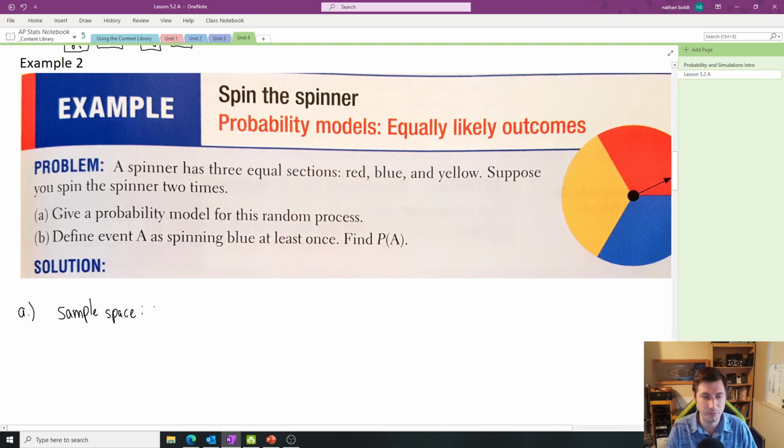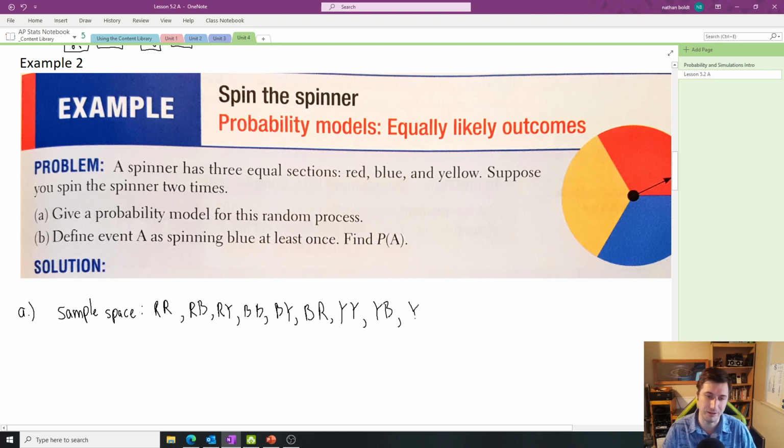So I'm going to do all the reds first. I could get red, red. I could go red, blue. I could go red, yellow. Now I'm going to do all the blues. I could go blue, blue. I could go blue, yellow. Or I could go blue, red. Now the yellows, I could go yellow, yellow. I could go yellow, blue.